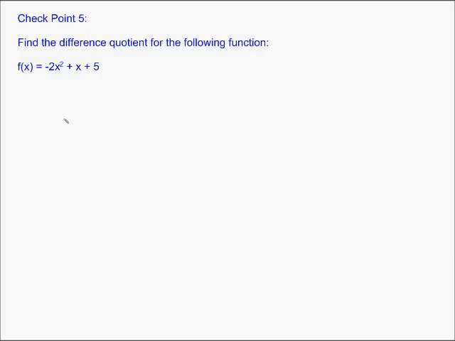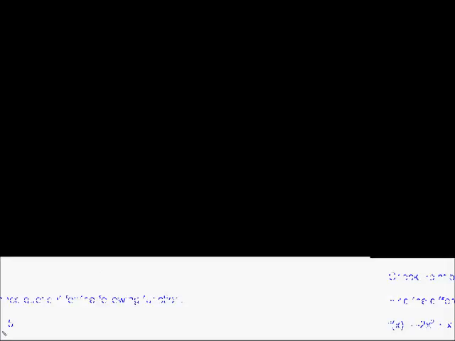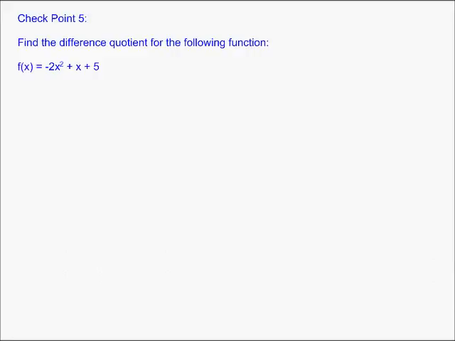So checkpoint 5 in your textbook is the same type of question. They give you the function f(x) = -2x² + x + 5, and they say find the difference quotient for the following function. So again, we want to use the same expression we did last time, f(x + h) - f(x) all over h.